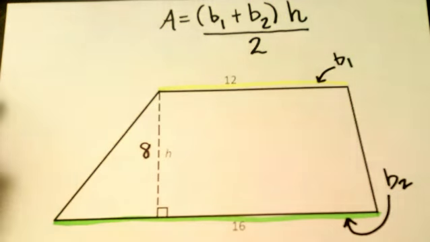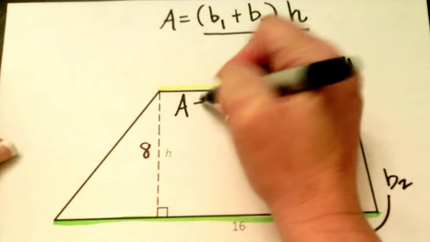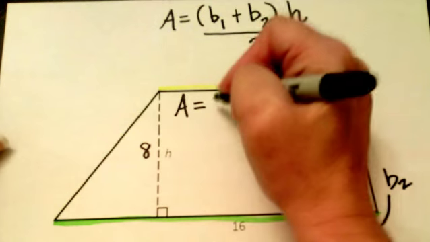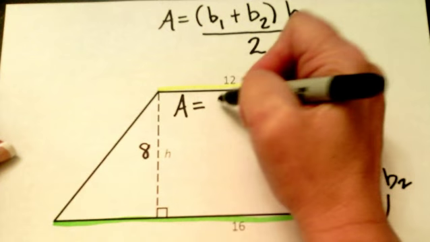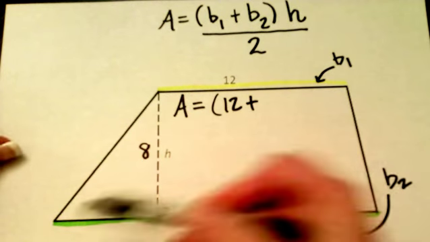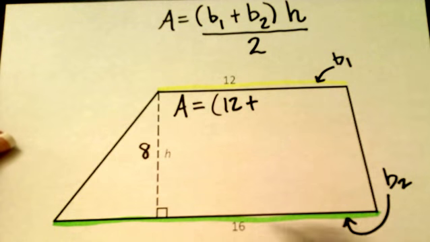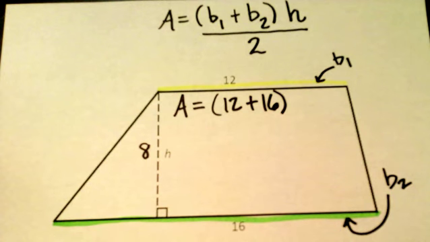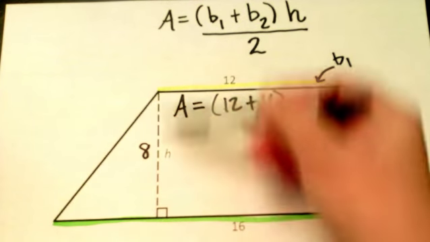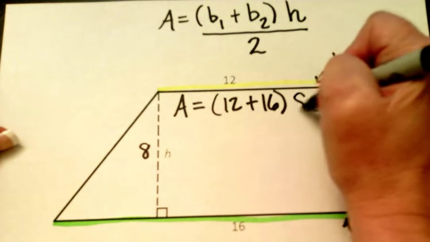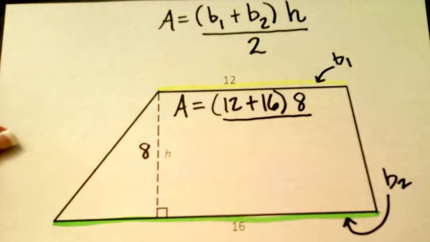So let's go ahead inside the shape. I think we have enough room in here to figure this out. I'm going to grab my top length, or the base 1, which I can see right here is 12, plus we will add the length of the bottom of our shape, which is down here, and they're showing us here that that is 16. All of that will be multiplied by how tall the shape is. So our height right here is shown as 8. And the formula shows us that we need to divide everything by 2.